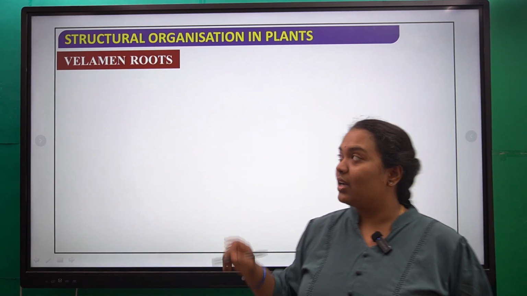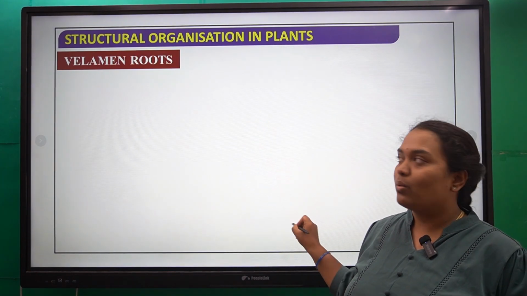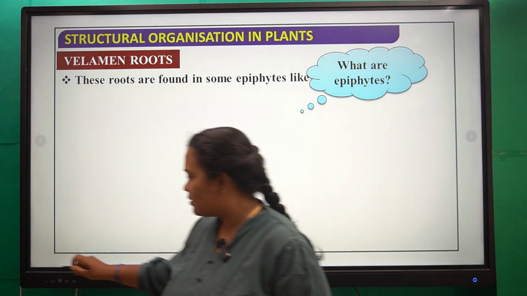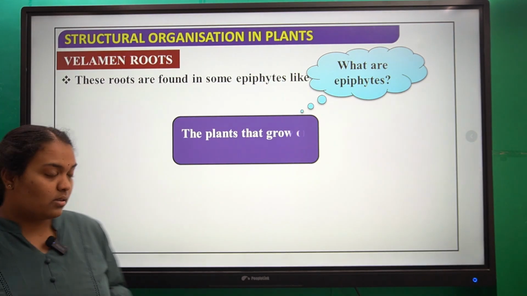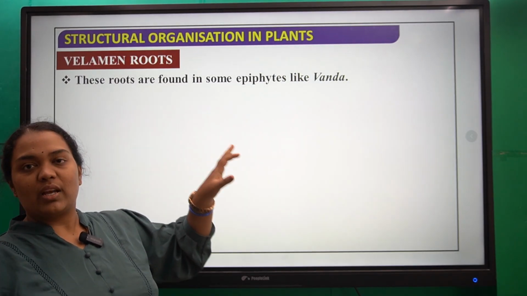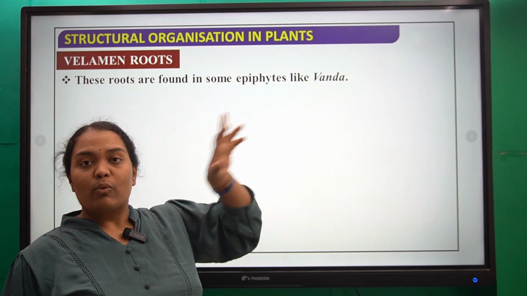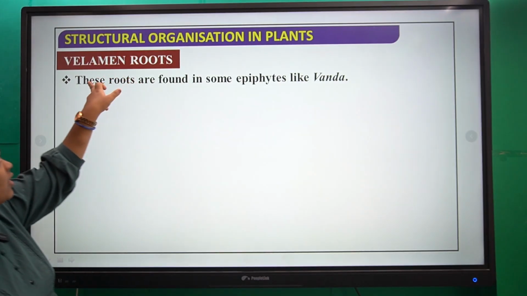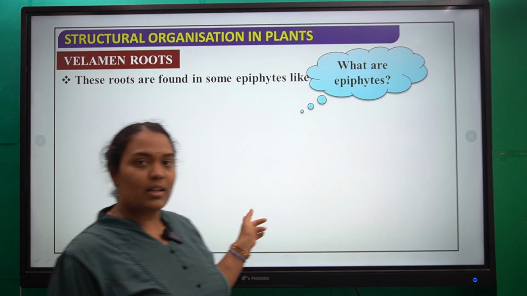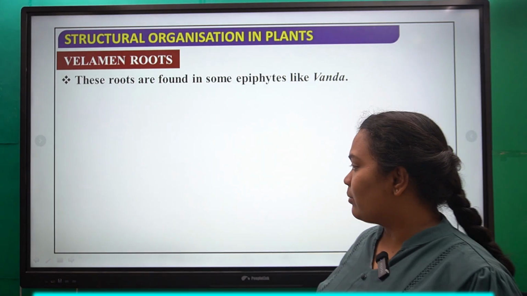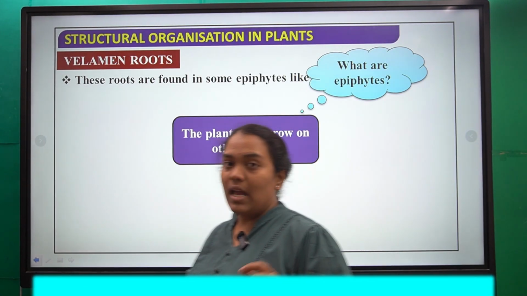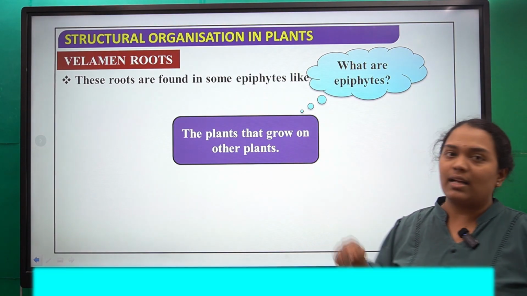Next root is called the velamen root. So what are velamen roots? These roots are found in epiphytes. Epiphytes, like Vanda, when you see them, have this type of modification called velamen roots. And what are these epiphytes? Epiphytes means the plants that grow on other plants.